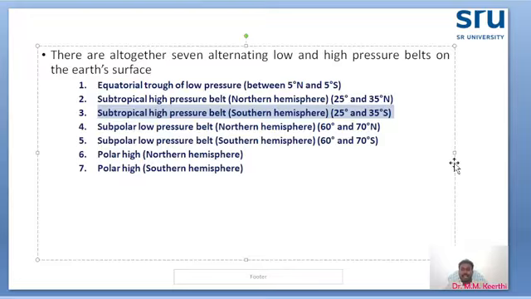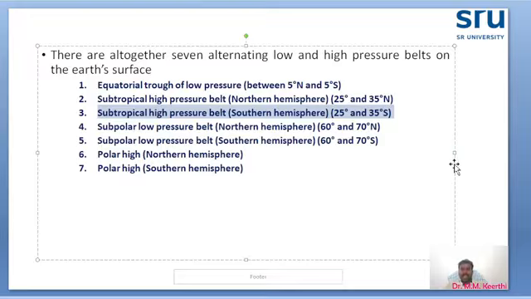So you see, in the northern hemisphere and southern hemisphere, high pressure will be there, and low pressure will be there. High pressure in the northern hemisphere is at 25 to 35 degrees north, and low pressure is at 60 to 70 degrees north. The same high pressure is at 25 to 35 degrees in the southern hemisphere, and low pressure is around 60 to 75 degrees south, based on this latitude.